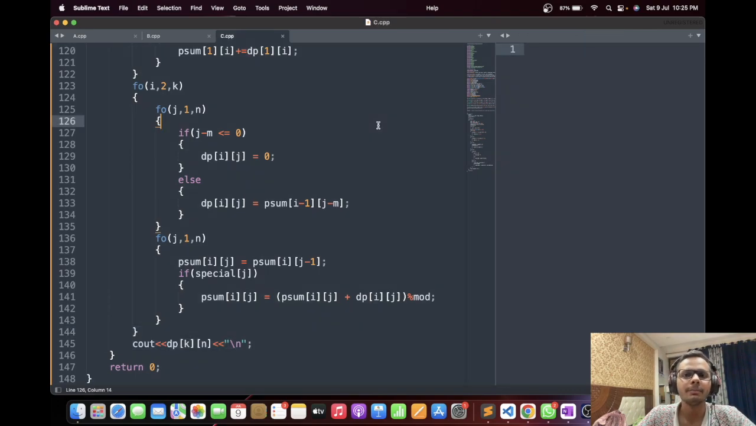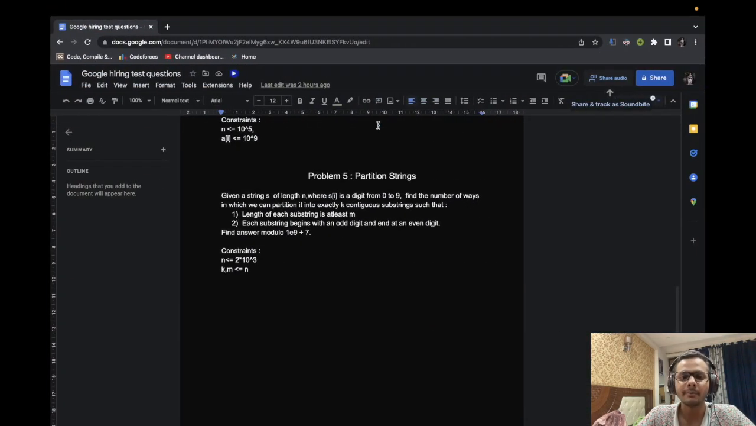Right. So yeah, this completes the solution to the last problem, and this finishes all the 5 problems that I had in mind today.